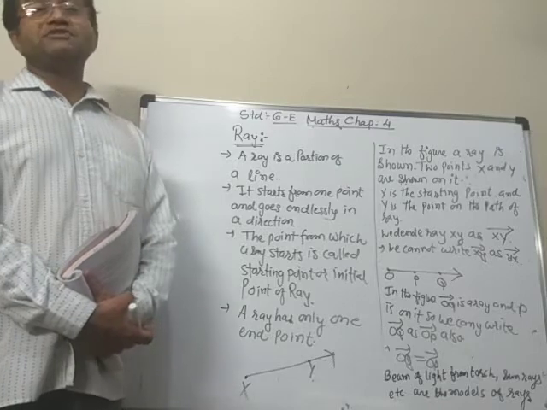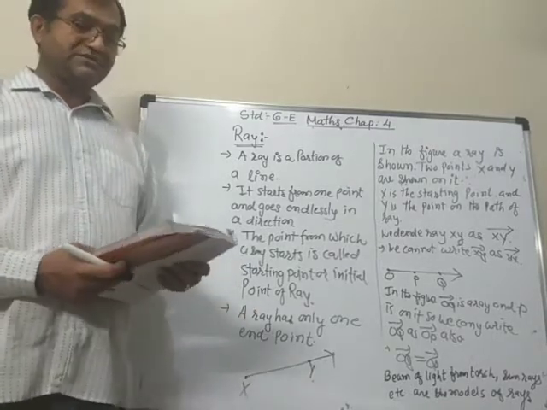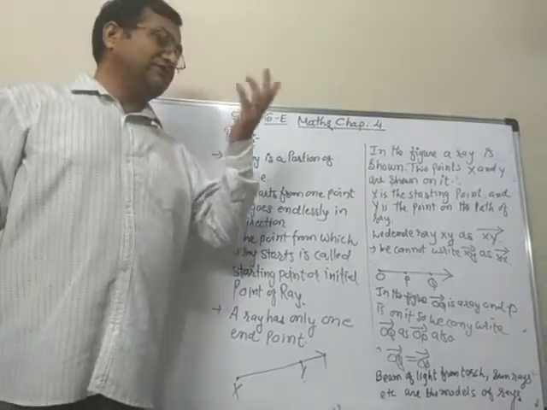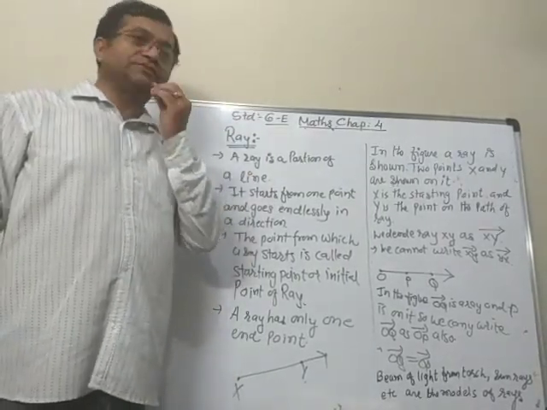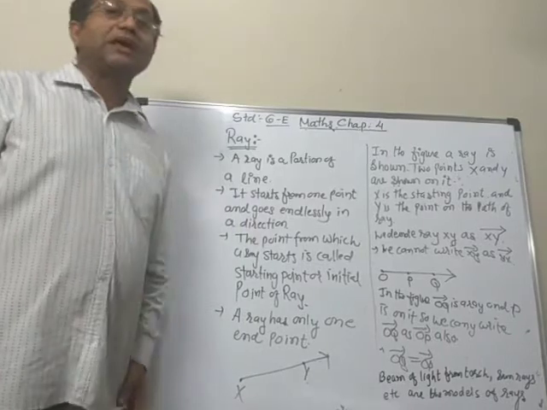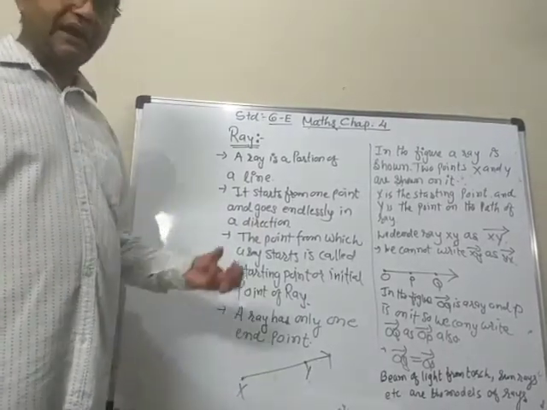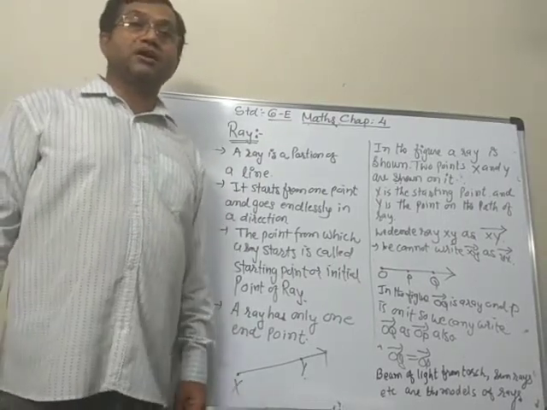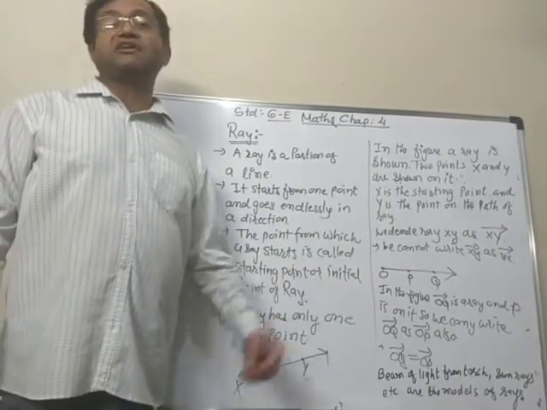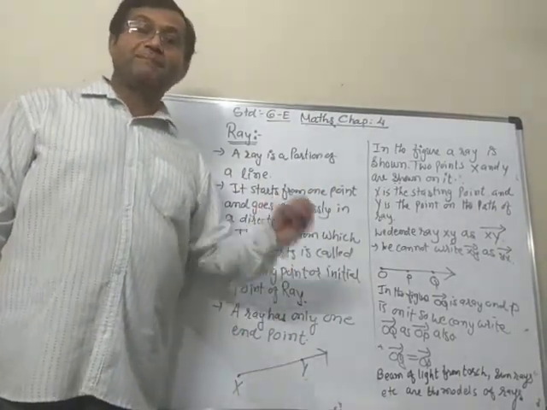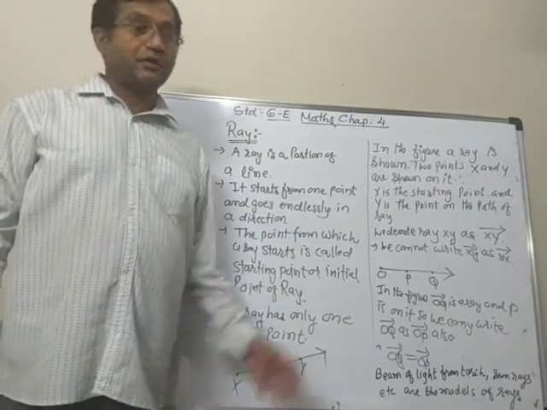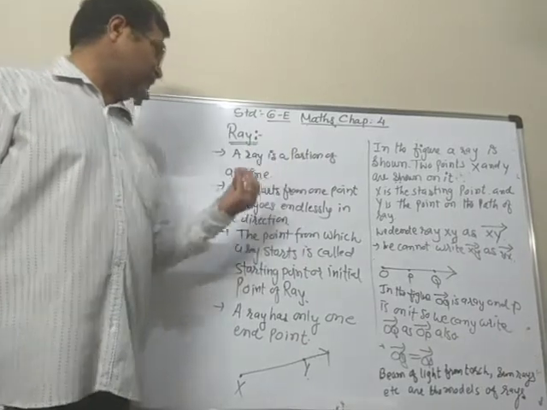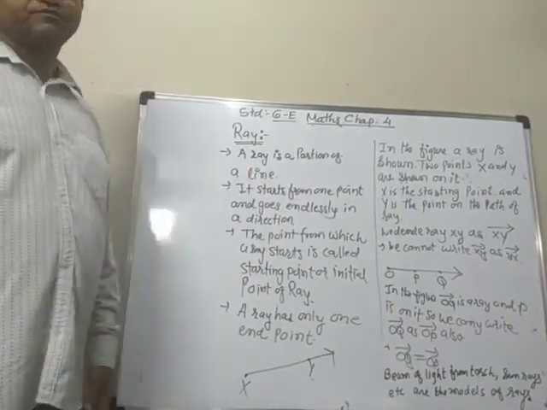In maths, we are busy with chapter 4, basic geometrical ideas, in which you already learned about point, line segment, and lines. Also, you learned about intersecting lines and parallel lines. Now, in this session, we will learn about ray.